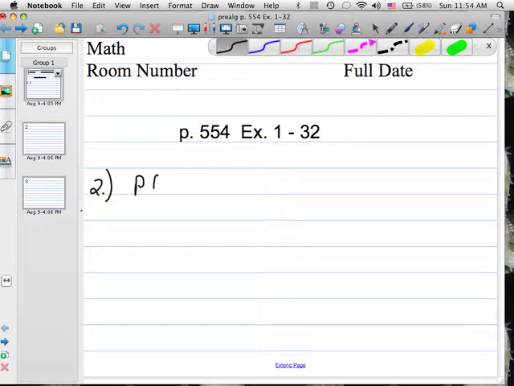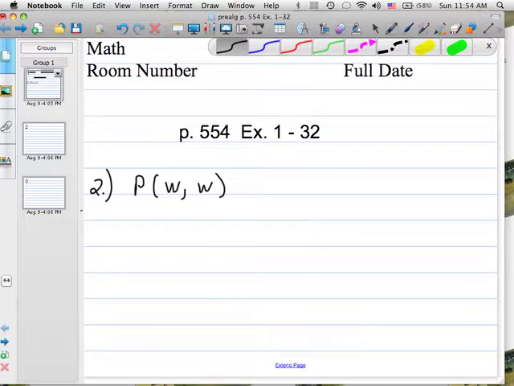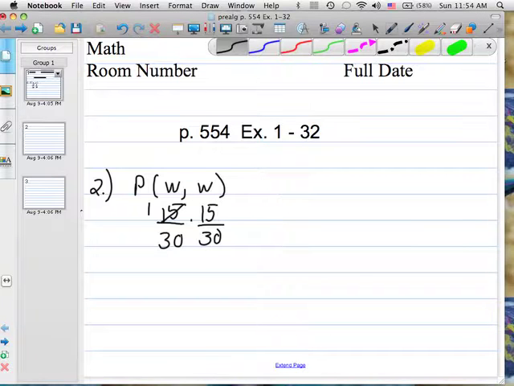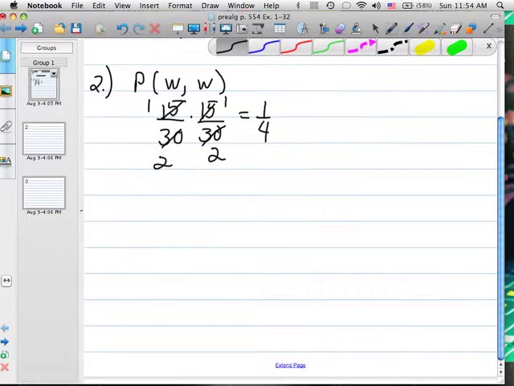So number 2, the probability of white, then another white. They said there were 15 white socks, and a total, there were 15 white, 5 black, that's 20, plus 10 blue, that's a total of 30 socks altogether. So we put it back, and there's 15 again for the second time. Cancel. So our probability is 1/4.